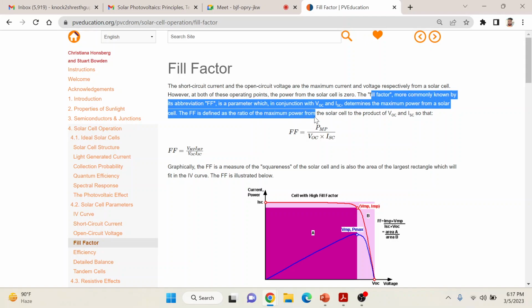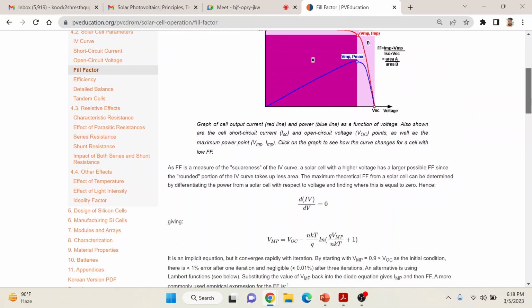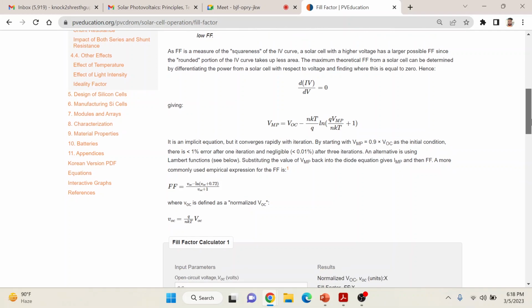The fill factor is defined as the ratio of maximum power from the solar cell to the product of VOC and ISC. Remember it: fill factor equals PMP over VOC cross ISC. You can see here, this is ISC, this is VOC, and this area is smaller for lower FF and higher for higher FF. VMP and IMP mean the maximum power output voltage and maximum power output current. So this is fill factor. Ideally, the higher the fill factor, the better the solar cell.